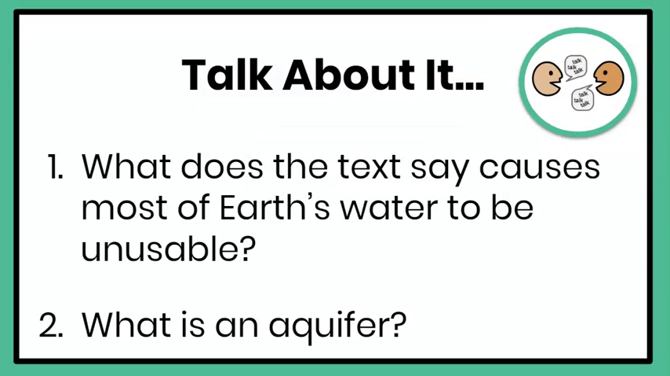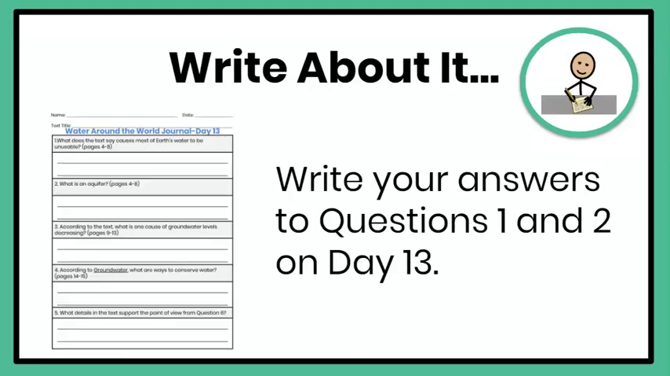Ahora, pausa el video y habla sobre esto con un familiar, un amigo o un maestro. Ahora que has hablado sobre esto, vamos a escribir sobre esto. En tu diario de respuesta, Water Around the World Journal, Day 12, responde a las primeras dos preguntas. La primera pregunta dice, el texto dice que la mayoría del agua de la Tierra es inutilizable. ¿Cuál es la causa? What does the text say causes most of Earth's water to be unusable?